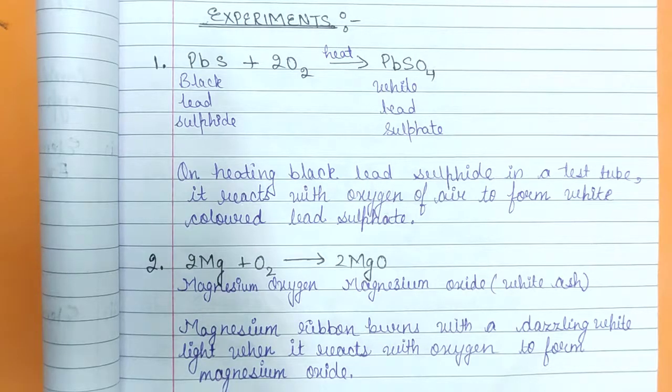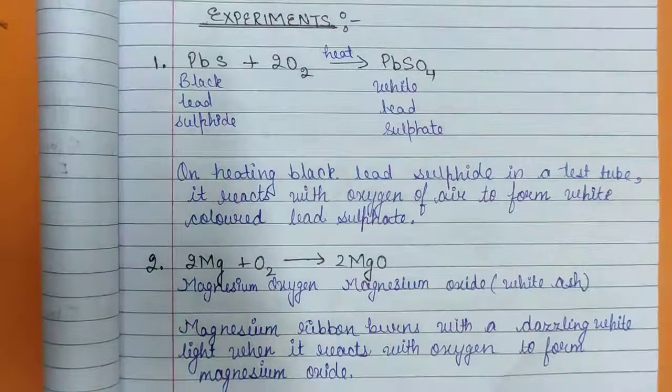So on heating black lead sulfide in a test tube, it reacts with oxygen of air to form white colored lead sulfate. In the second experiment of the reaction, whenever two elements react with each other, they will form a compound, as we have already discussed earlier. So when magnesium ribbon burns with a dazzling white light, it reacts with oxygen to form magnesium oxide.